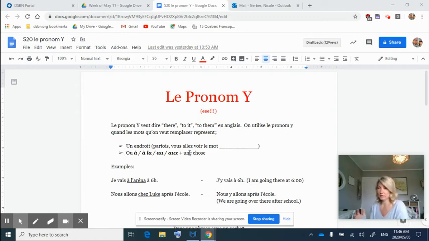Okay, so let me reverse. First of all, a pronoun is a word in a sentence that takes the place of a noun. That's what a pronoun does. Takes the place of a noun so you don't have to keep repeating it. So in this case, we're using there, to it, or to them. So there is a place.